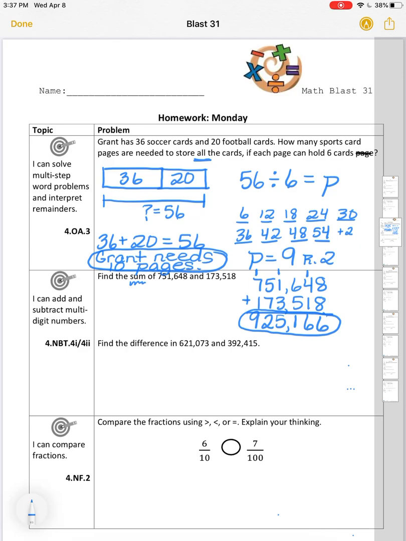Find the difference in 621,073 and 392,415. Here, the key vocabulary term is difference. The difference is the answer to a subtraction problem. So I'm going to take my numbers here and I'm going to subtract.